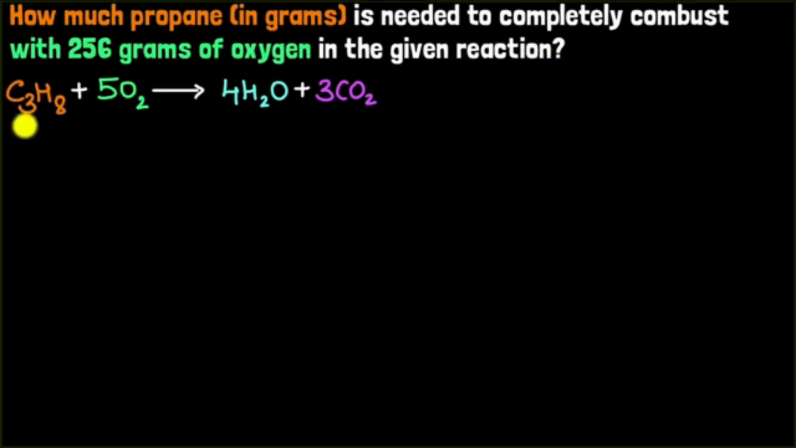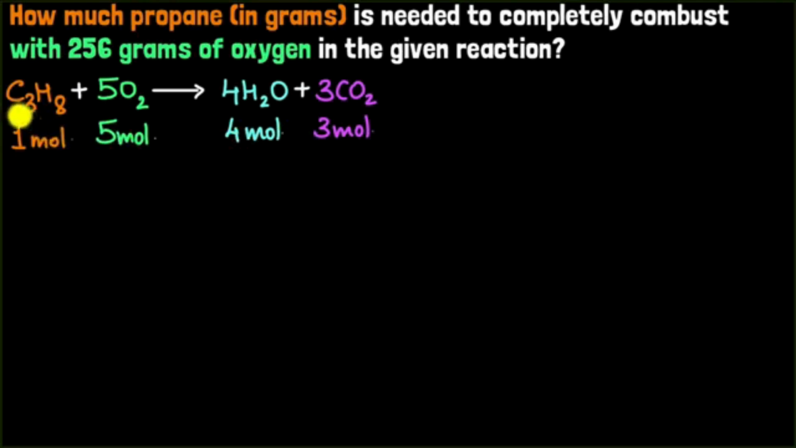Now, the first step to doing any stoichiometry problem is to ensure that we have a balanced chemical reaction. And you can check over here that this reaction is actually balanced, all right? Because once we have that, then we can write the mole ratio. We now know that 1 mole of propane will always react with 5 moles of oxygen, giving me 4 moles of water and 3 moles of carbon dioxide. For this particular reaction to work, this mole ratio is necessary.